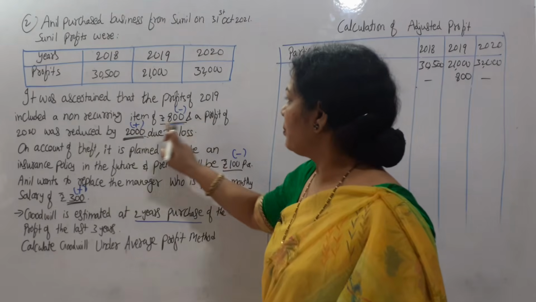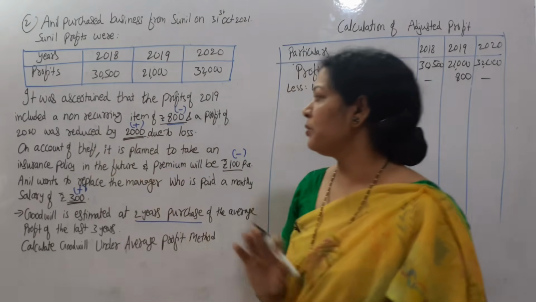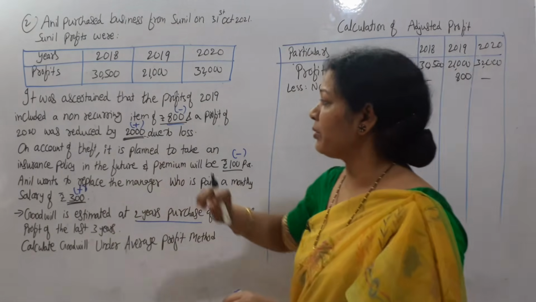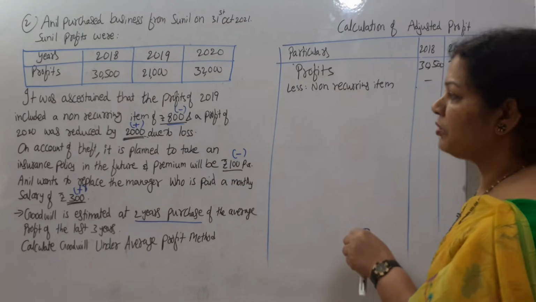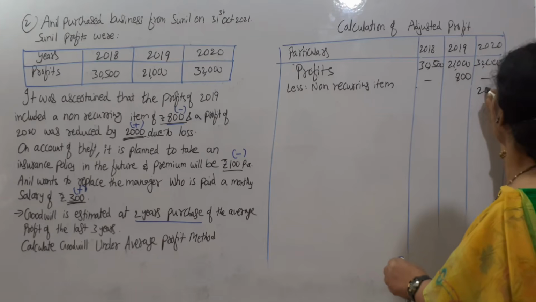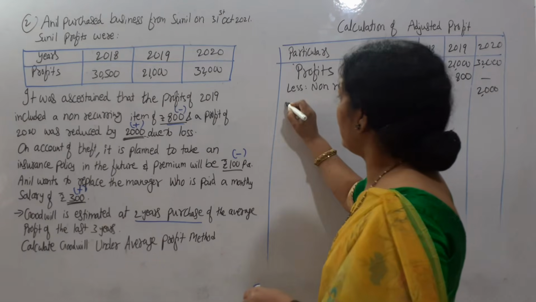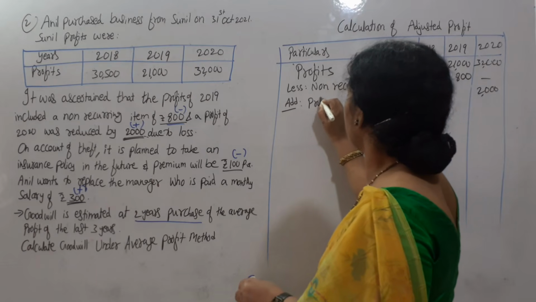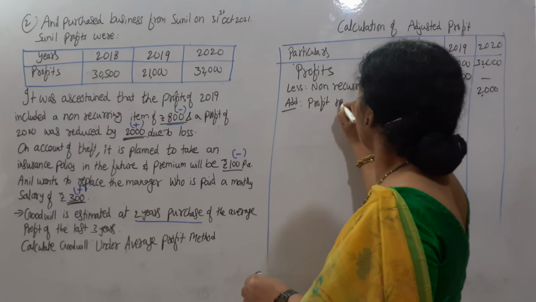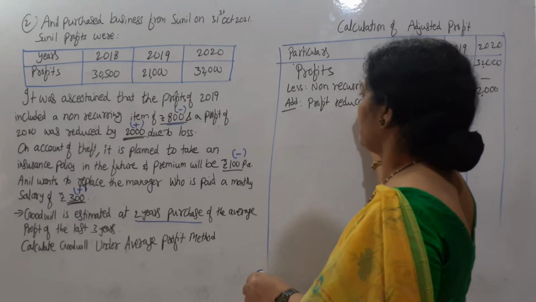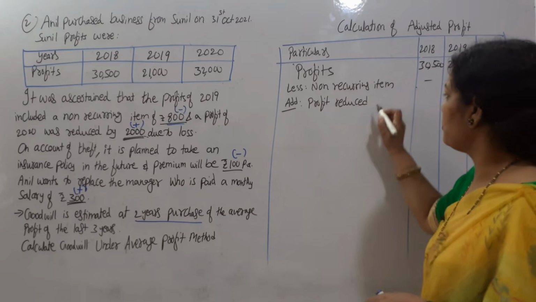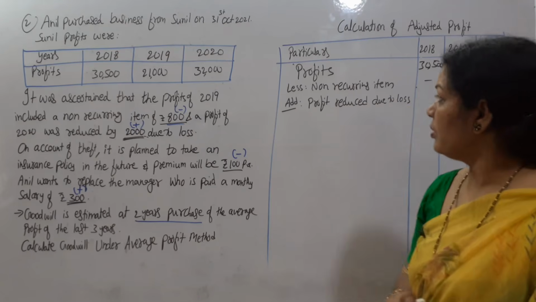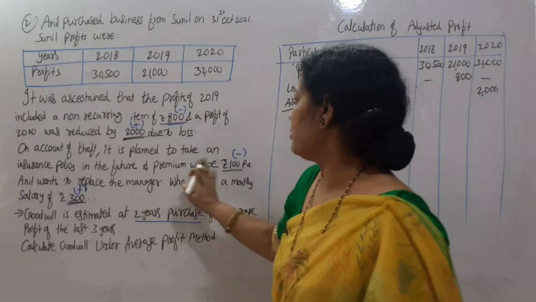Next one, profit of 2020 was reduced by 2000, only 2020, not all the years. So for 2020 only we are going to add 2000, since the profit was reduced due to loss. These two are over.